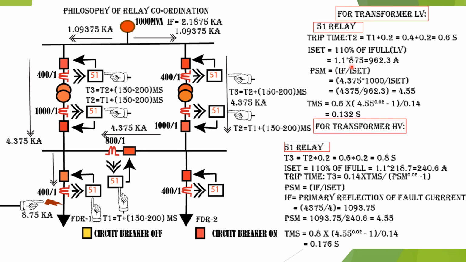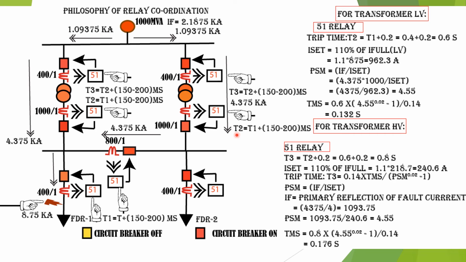Here the I set is 110% of the full load current of the LV side of the transformer. Since the capacity of the transformer is 50 MVA, the full load current comes as 875 ampere, given by the formula 50 divided by root 3 into 33. So the current set value in terms of the primary value is 1.1 into 875, which is equal to 962.3 ampere.